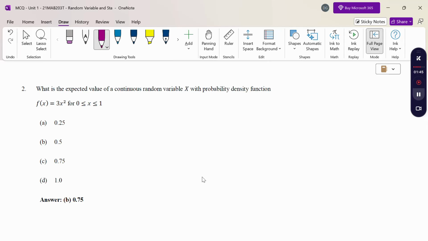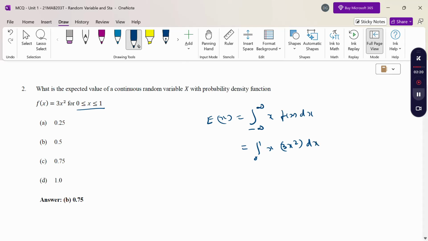And what is the expected value of a continuous random variable x with the probability density function f of x given? So now to find the expected value of a continuous random variable, e of x, the expectation of x, equals the integral from minus infinity to plus infinity of x f of x dx. The range given is 0 to 1, x into f of x, 3x square, into dx.